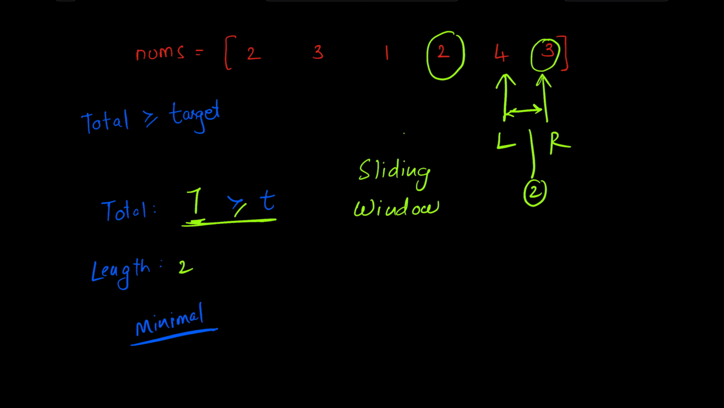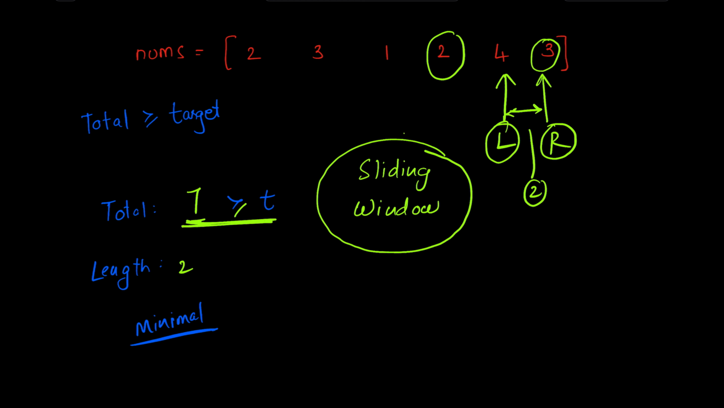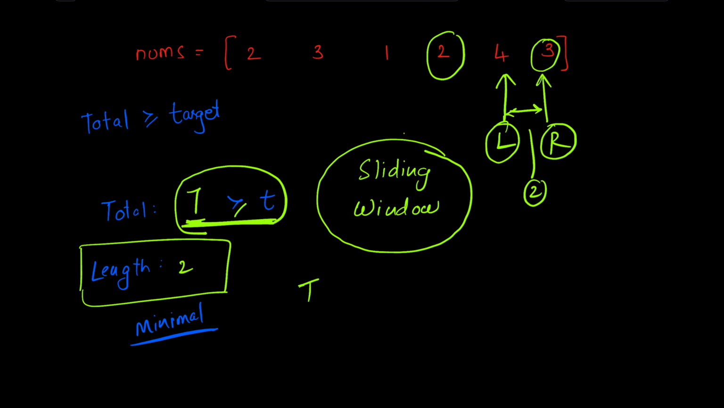To summarize, we used the sliding window to determine the size of the subarray by using 2 pointers, and depending on the total of the subarray, we incremented the pointers appropriately. And every time the condition of total greater than or equal to target is met, we were saving the length of the subarray inside this length variable. With this solution, our time complexity is O of n.